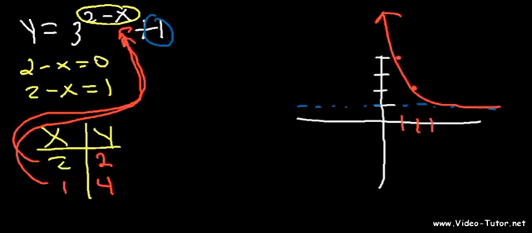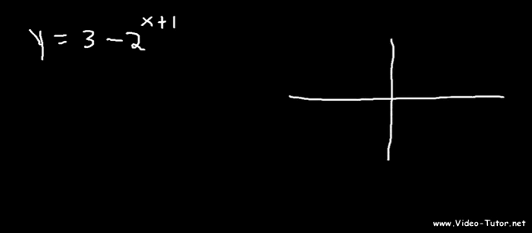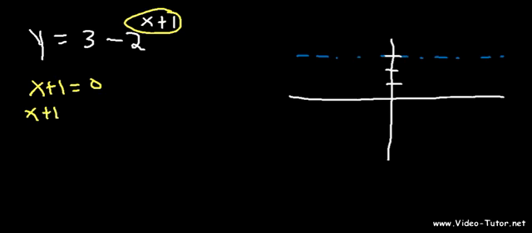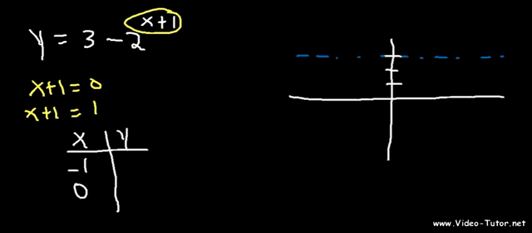So now let's try another problem just like that. Let's say y is equal to 3 minus 2 raised to the x plus 1. So start with the horizontal asymptote, which is at 3. Let's plot that first. Take the exponent, set it equal to 0 and 1, and then solve for x. So x is equal to -1 and 0.